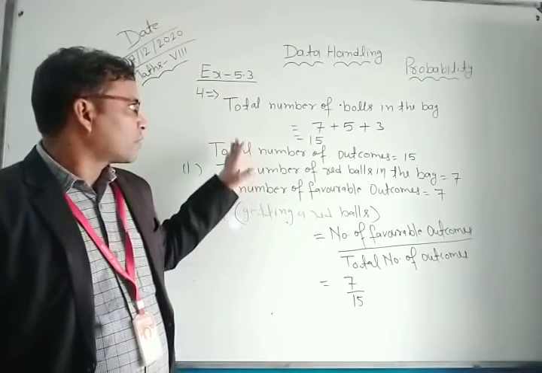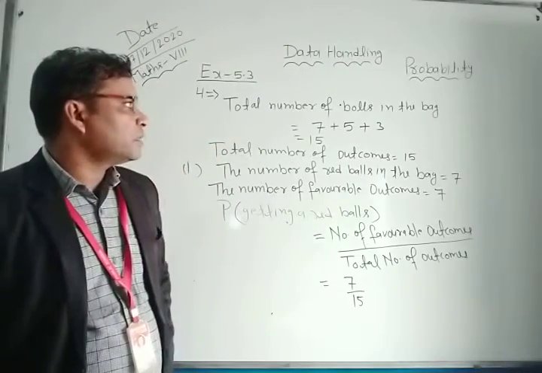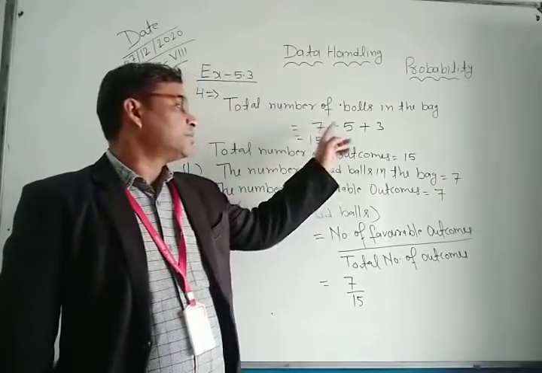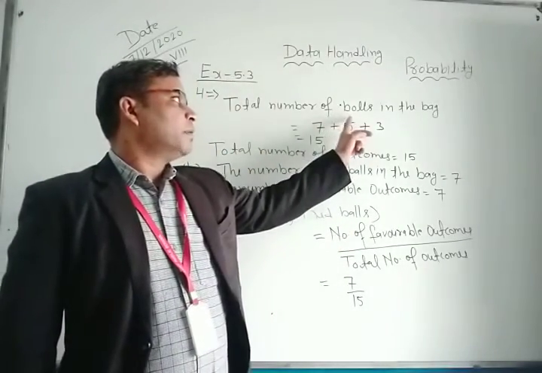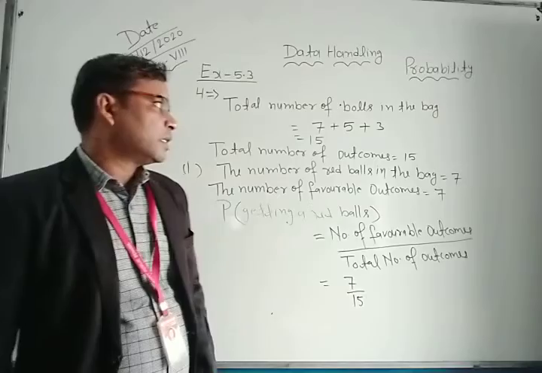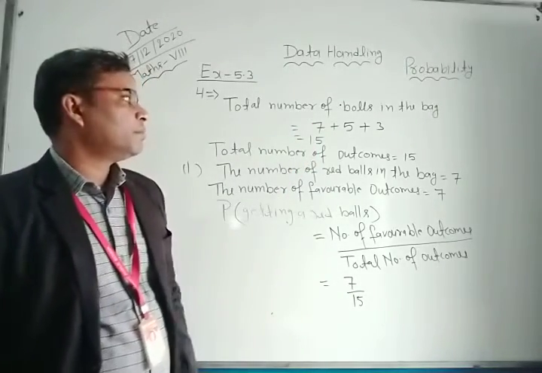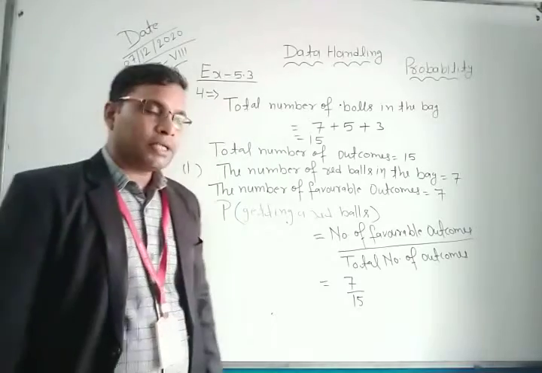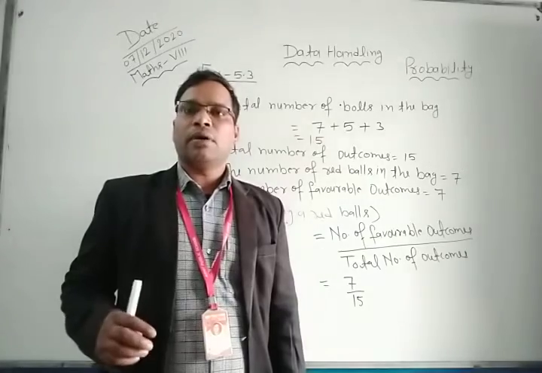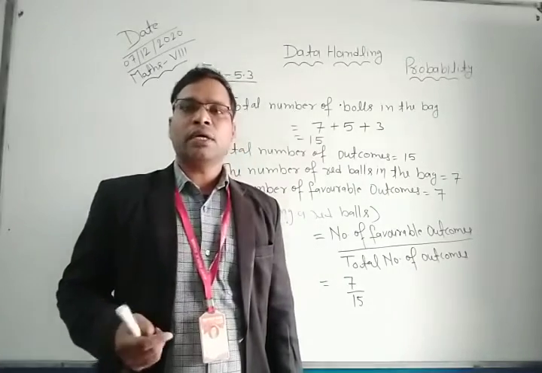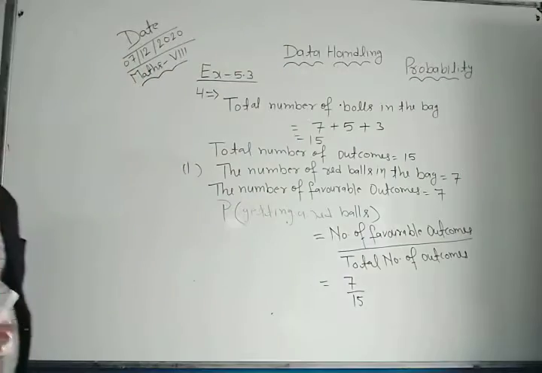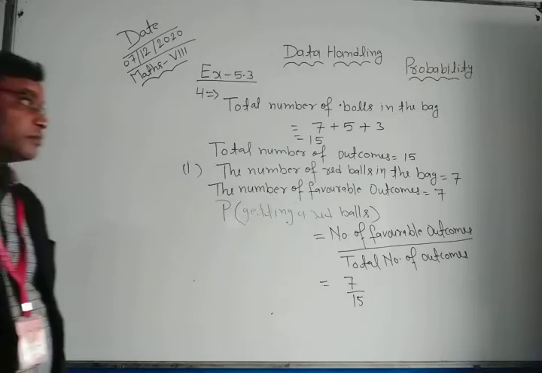First you find the total number of balls in the bag, which is the sum of three types of balls: 7 plus 5 plus 3. 7 is red balls, 5 is blue balls, and 3 is green balls. So the total number of balls is 15. Because there are 15 balls in the bag, you can draw a ball 15 times. So all possible outcomes is 15.